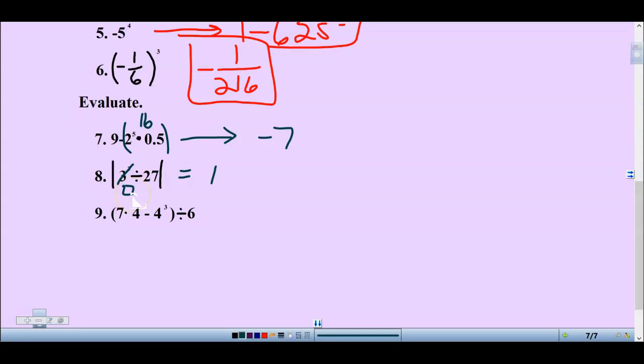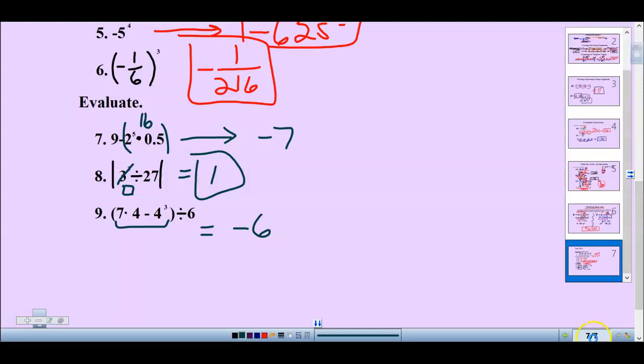And last but not least, inside those parentheses, we have 28 minus 64. Yes, 64, not 12. Please make sure you're doing those exponents properly. And that's going to be negative 36 divided by 6, negative 6.